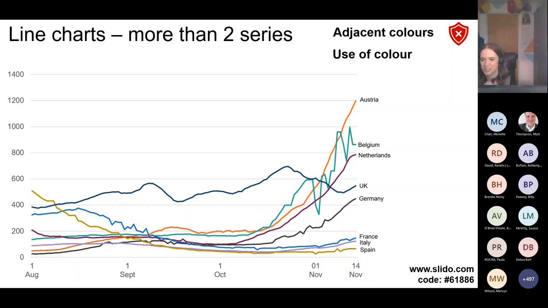Yeah, so this is really split. I think it is hard to understand. So we haven't used a legend. So everything's labelled. So technically you could argue that passes, but can you follow these lines back? And you would struggle here. You can't necessarily follow these lines all the way back. So it's a bit on the fence.